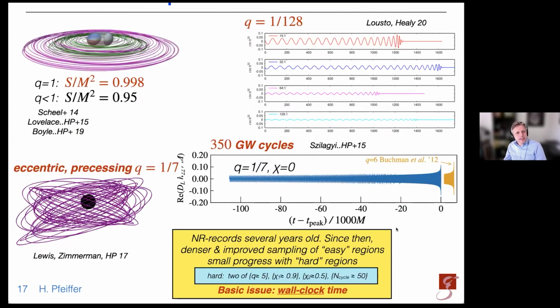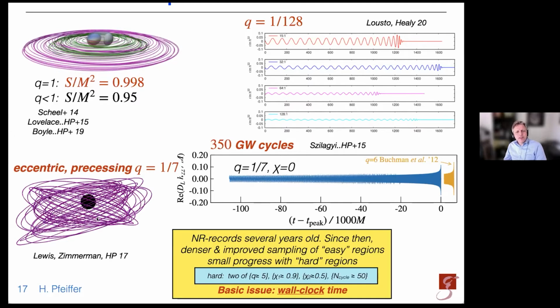A few of the highlights, a few of the records. Spins up to 0.998 for equal masses. Mass ratio 1 to 128, a simulation by Lousto and Healy. The longest simulation of 350 gravitational wave cycles. There are both eccentric and precessing simulations around in the literature now, but precious few.